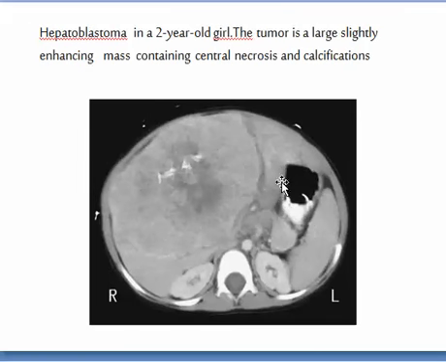This is the second one, hepatoblastoma. This is a 2-year-old baby with very large mass containing central necrosis and calcification, and the lesion is slightly enhanced compared to the liver. We can consider it minimally enhanced, but this is our calcification and this is necrosis. So large masses with necrosis and calcification in infancy and childhood period is hepatoblastoma.